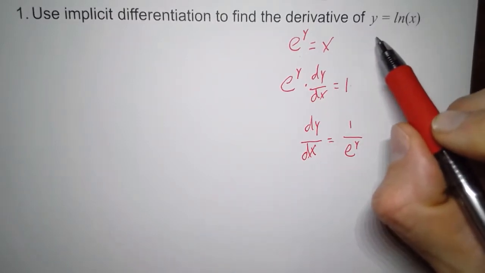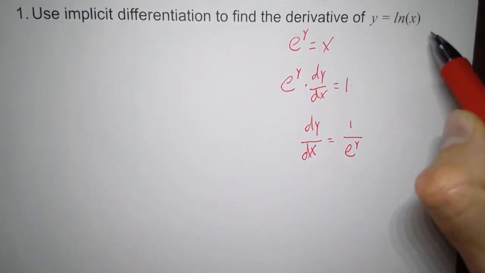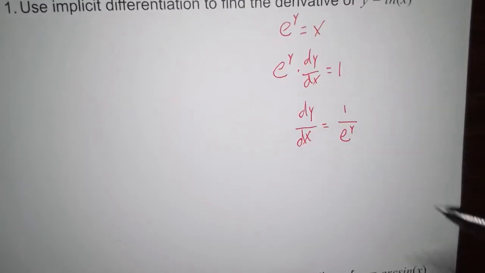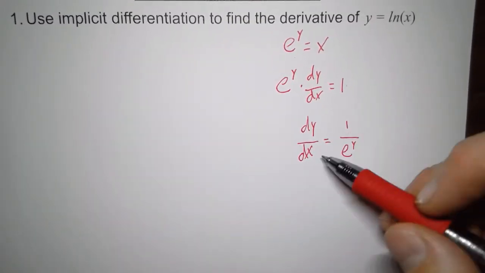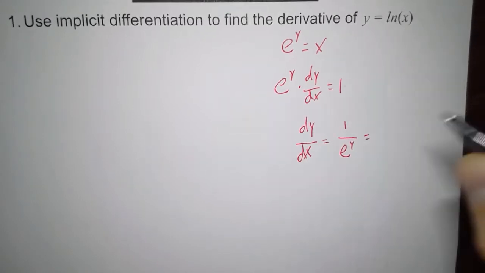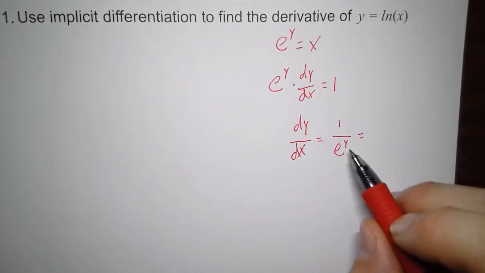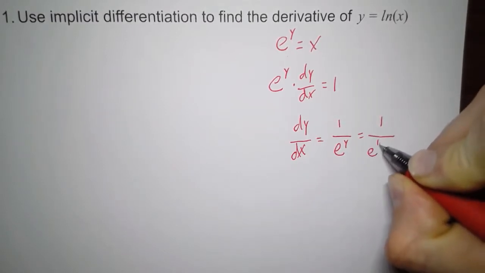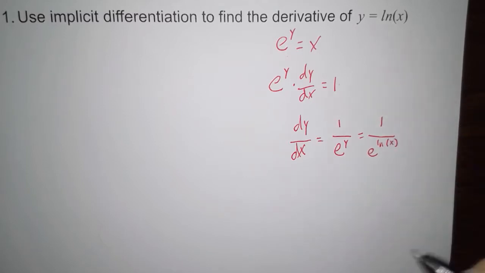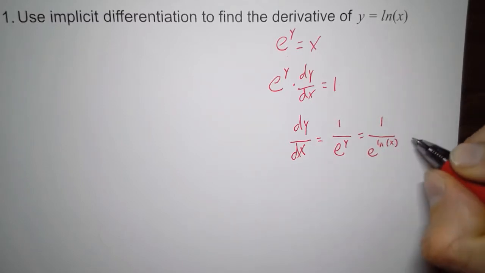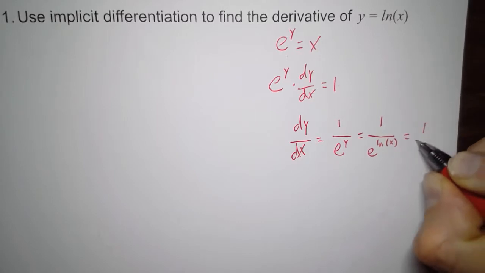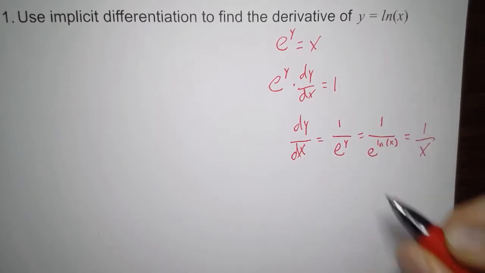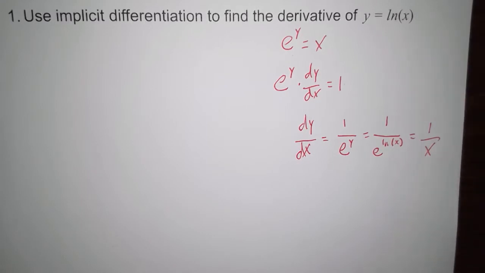Now notice that here y was in terms of x explicitly, and so we could leave it like this, but we want our derivative to be in terms of x. So what we'll do is substitute out y for what it equals. It equals ln of x. So 1 over e to the ln of x. Since e and ln are inverse functions, they cancel each other out. That leaves us with 1 over x. And that is the derivative of ln of x. That's how we come up with it with implicit differentiation.